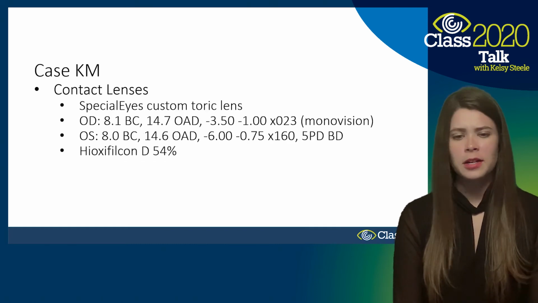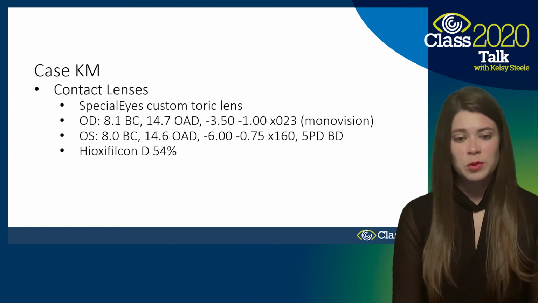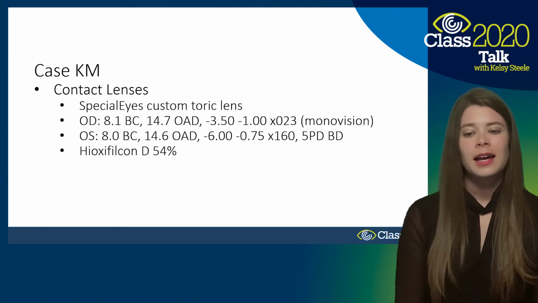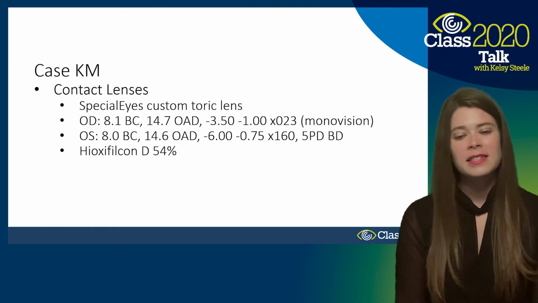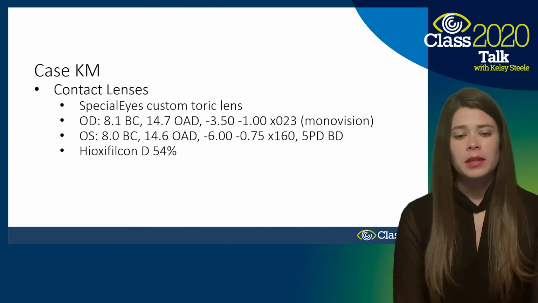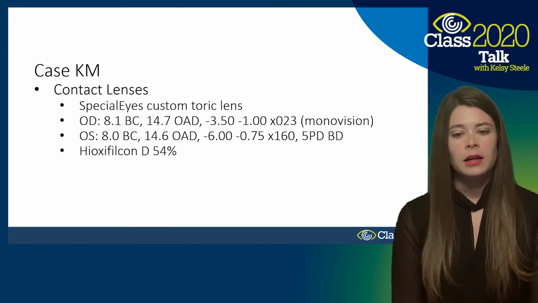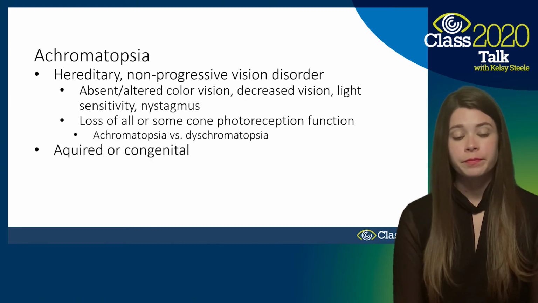We said, yeah, we got you. We can do that. So we ordered specialized custom toric lenses for her. We did a monovision style because the lab was like, I can't give you a multifocal and prism in a specific lens. And she was perfectly happy with that. So we did base down prism in her left eye, and she was very successful and happy with that setup.